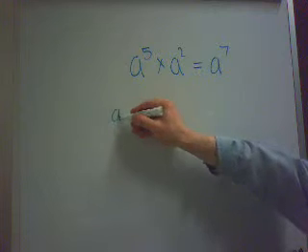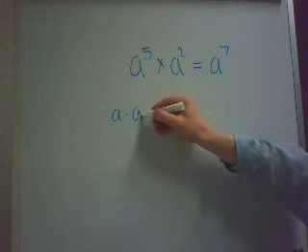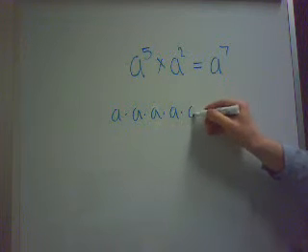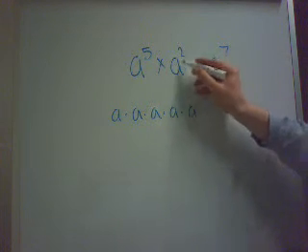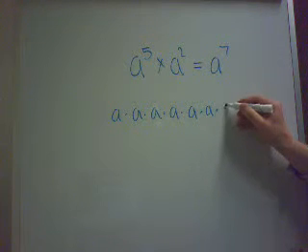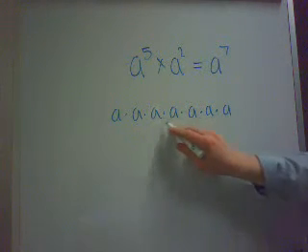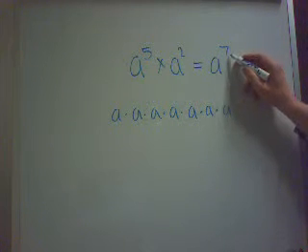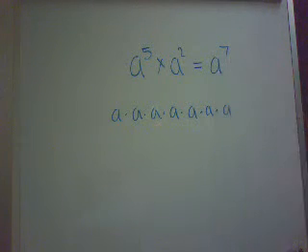5 a's multiplied together. You can use a dot to represent multiplication. So there's our 5, and then that's multiplied by a squared, which means another 2. In other words, we've got 7 a's multiplied together, which we can write as a to the power 7. Hence, the rule of addition of indices works.